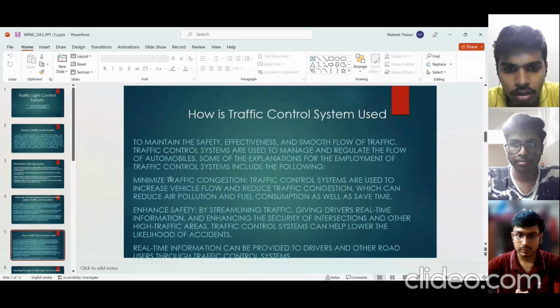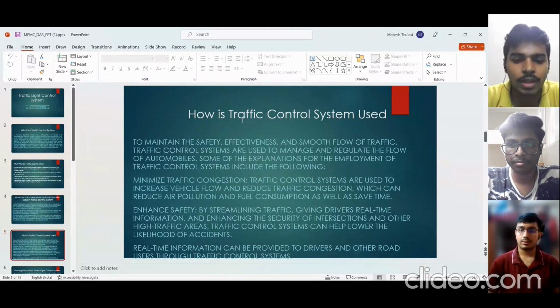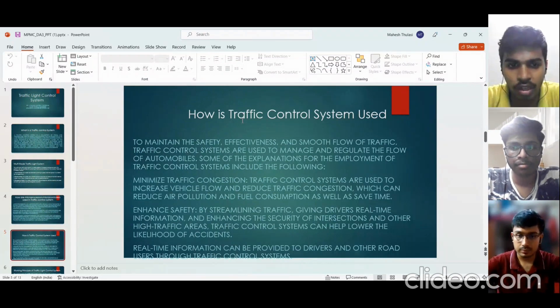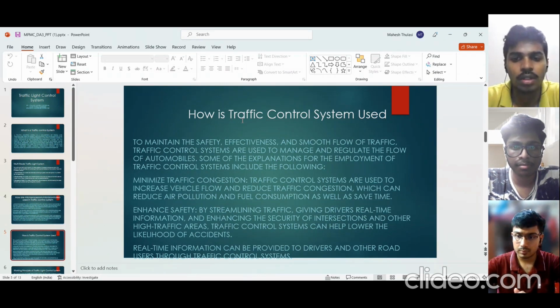Yeah, thank you, Anish. Now we will see how this traffic control system is used. Basically, why do we use this traffic control system? To maintain safety and security. To maintain the safety, effectiveness and smooth flow of traffic, we use traffic control systems. They are used to manage and regulate the flow of automobiles. We know that automobiles are just cars and buses, etc. Some of the explanations for the employment of these traffic control systems include the following.